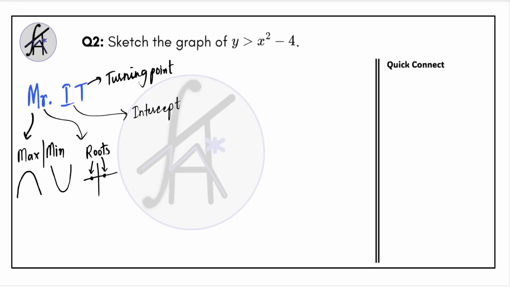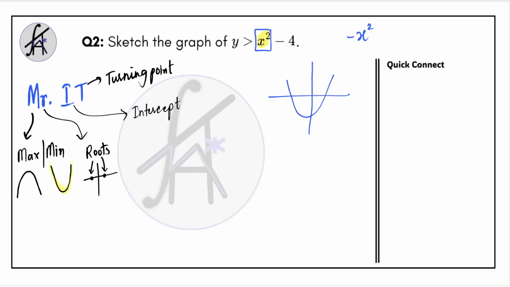So Mr. IT is really helpful because we don't miss any value. So let's quickly do that now. We have the equation. Let's first identify whether it's going to be a maxima or a minima. If you have x squared, if the coefficient is positive, it's not negative. Like if it is minus x squared, that's negative, but right now it's positive, so it's always going to be a minima. Positive meaning minima, like this.